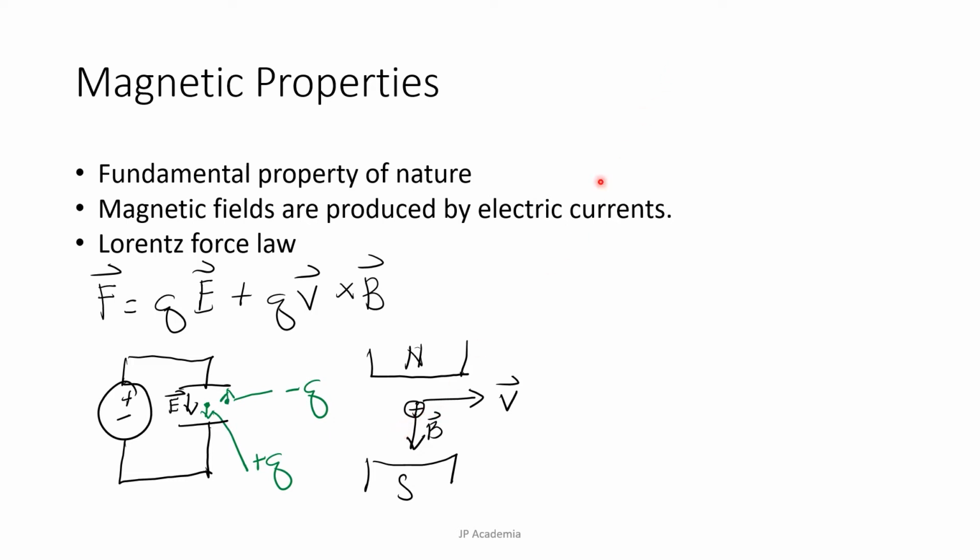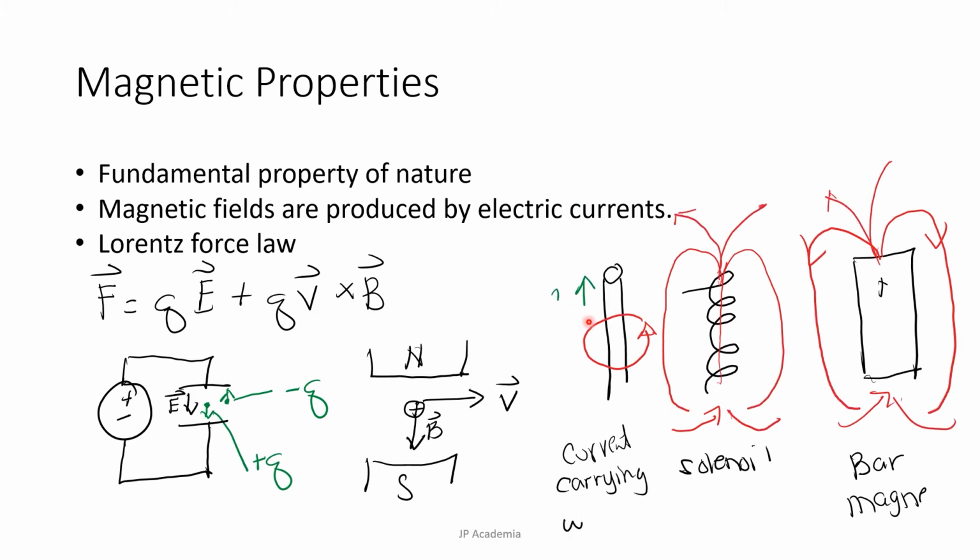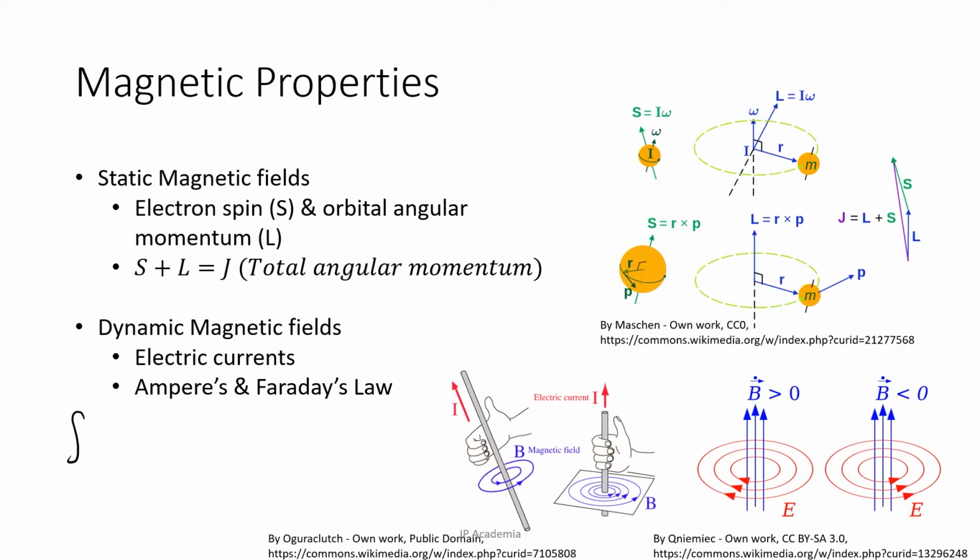We have here some examples of magnetic field sources, such as a current-carrying wire, or let's say a loop of wire with current, or a solenoid, this one, a bar magnet, or the earth itself. Okay, now let's go to the static and dynamic magnetic fields.